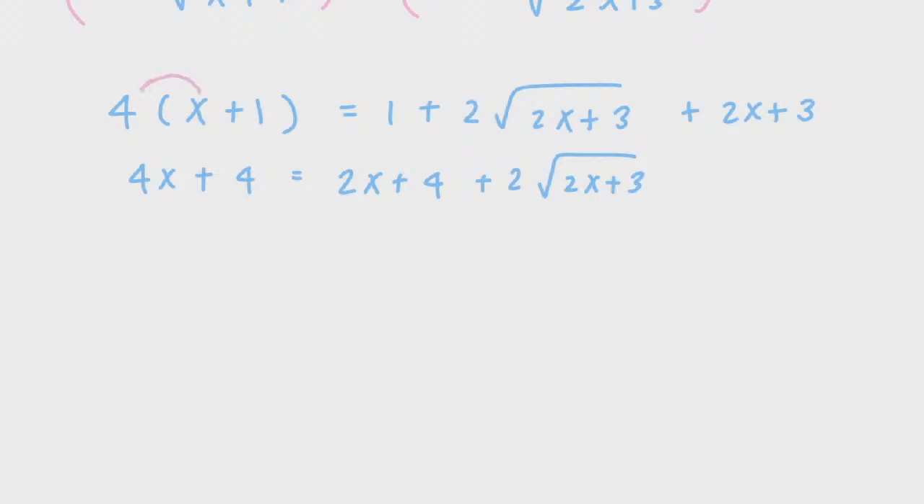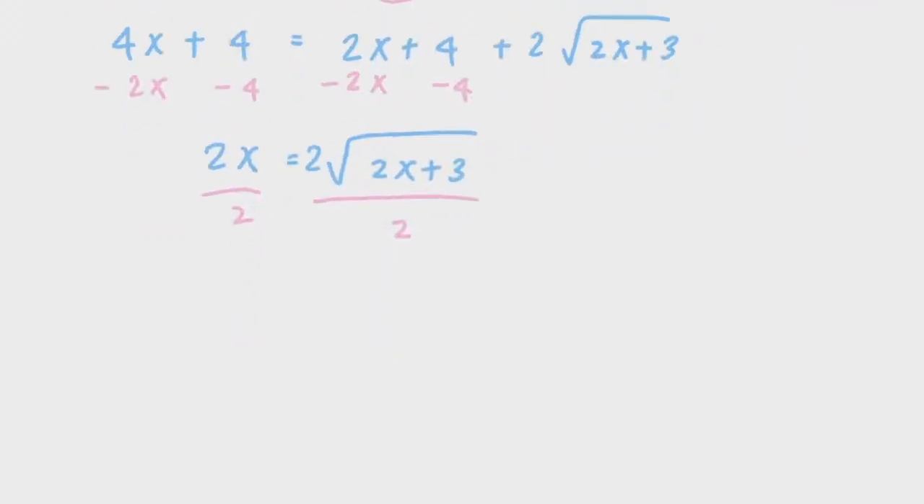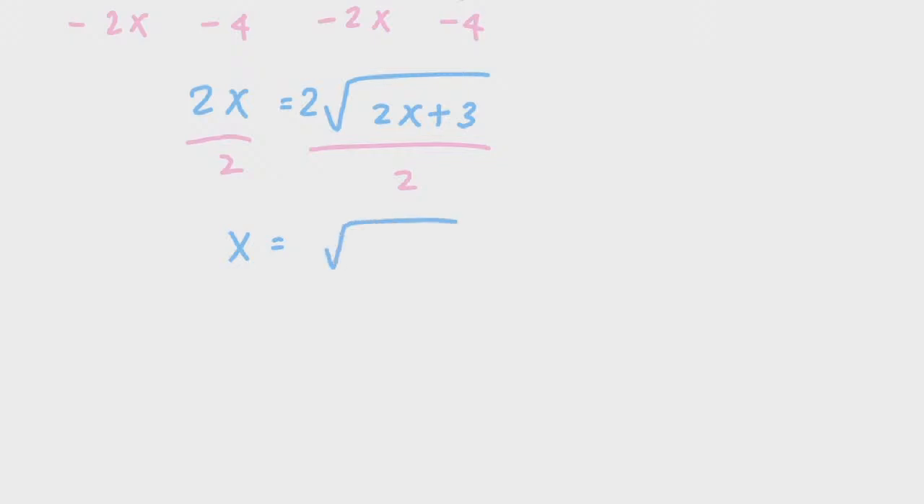So here on the left I distributed and then I combined the 3 and the 1. So now I want to isolate the square root, so I'm going to subtract 2x and subtract 4 on both sides. So we get 2x equals 2 times the square root of 2x plus 3, sorry. And then we can divide both sides by 2. So we get x equals square root of 2x plus 3.